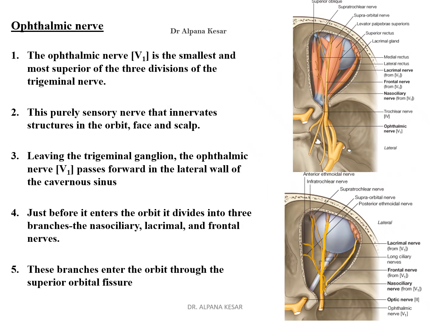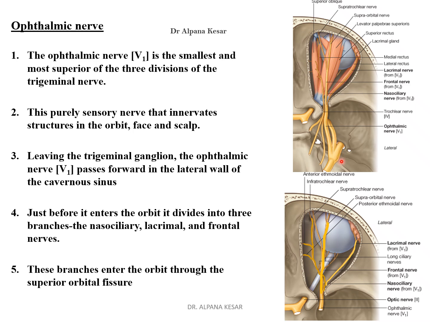Ophthalmic nerve. Ophthalmic nerve is one of the 3 subdivisions of the trigeminal nerve. This is the ophthalmic nerve and this is the trigeminal nerve. The trigeminal nerve divides into 3 subdivisions, that is ophthalmic, maxillary and mandibular. Ophthalmic is the most superior of the 3 and it is the smallest subdivision of the trigeminal nerve. Ophthalmic nerve is a purely sensory nerve. It innervates the structures within the orbital cavity, face and scalp.